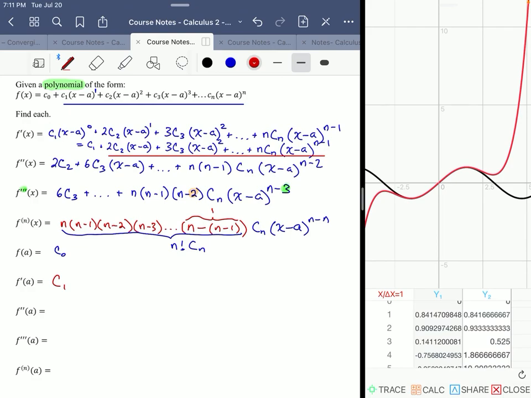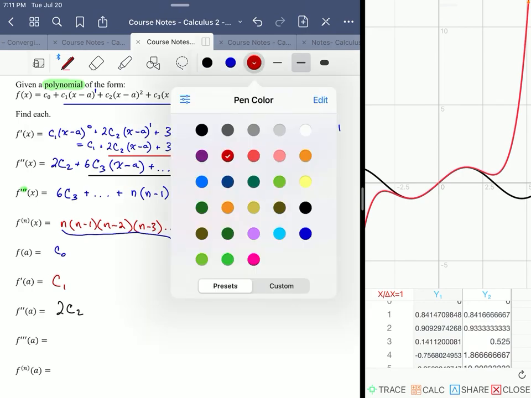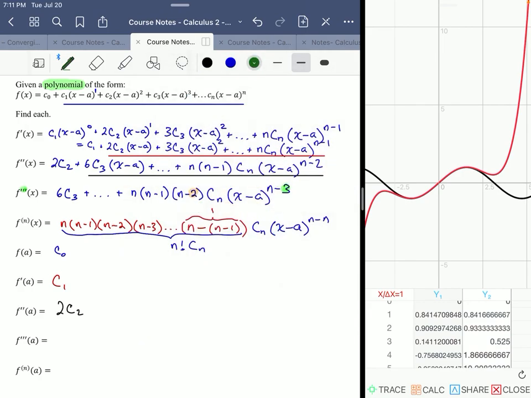Now, you can follow a little bit of logical reasoning, but you could also just see that the same relationship is holding true for f double prime of a. All of these will get wiped out. You'd be left with 2c sub 2. Get a fresh new color in here. I'm going to go with green for those keeping score at home. So everything except for the first term will get wiped out. 6c sub 3.